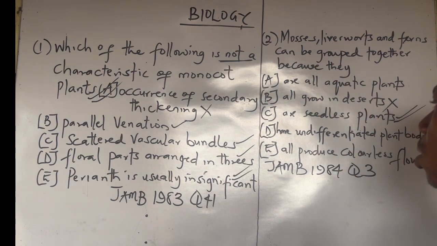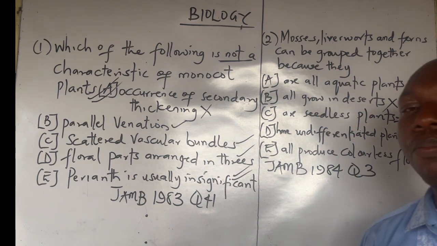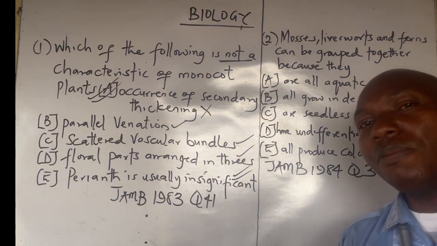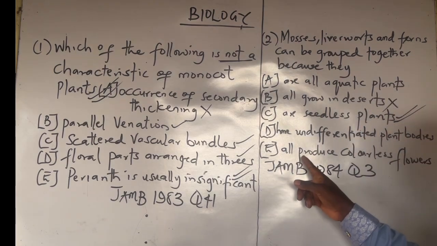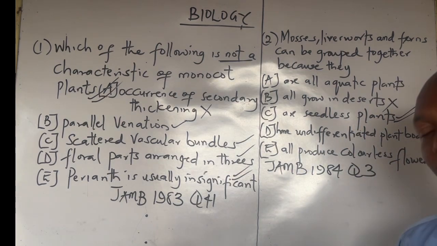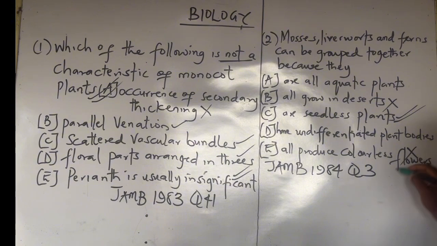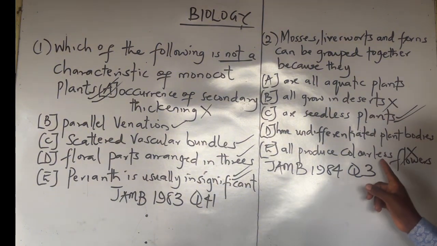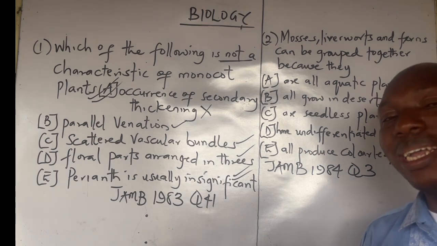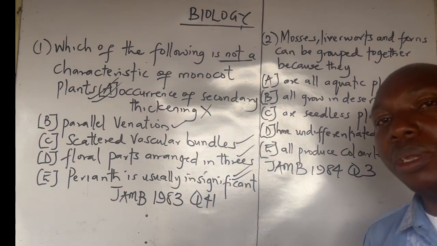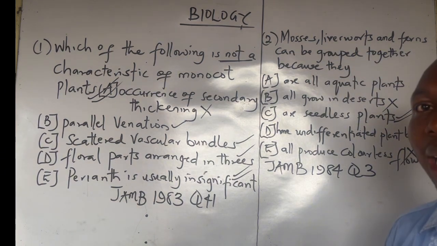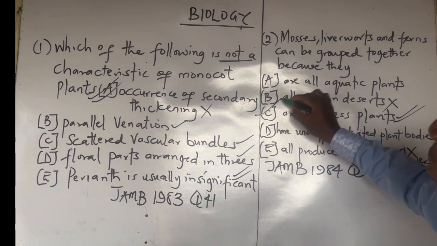When we talk about undifferentiated plant bodies, this is only true for mosses and liverworts, and it's not true for ferns. And we have, all produce colorless flowers. In fact, mosses, liverworts and ferns are non-flowering plants. So when you say they all produce colorless flowers, that is not true. They are all non-flowering plants. So the best option, mosses, liverworts and ferns can be grouped together because they are seedless vascular plants. So that makes our option C the right one.